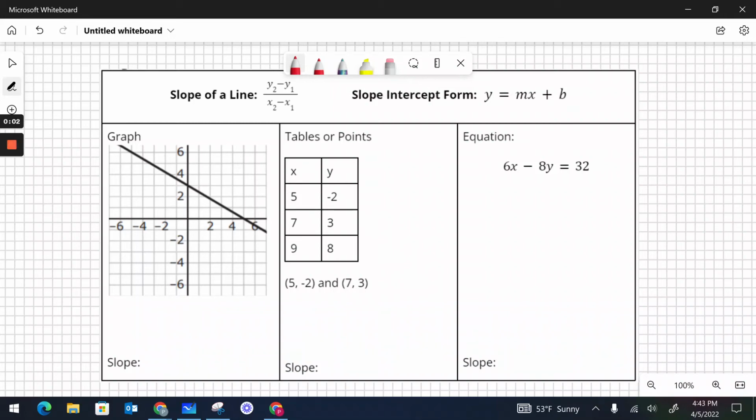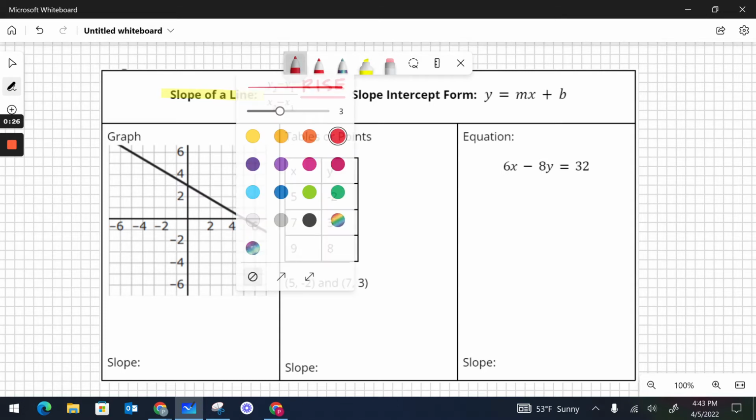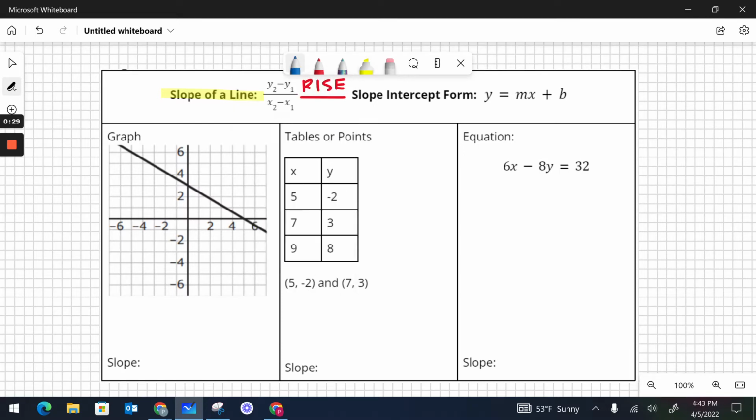These are the video notes for slope and rate of change. Whenever you're trying to find the slope of a line, you can think of it as the change in the y values over, or divided by, the change in the x values. The change in the y values, you can also think of like the rise of the line. And the change in the x values, you can think of like the run.